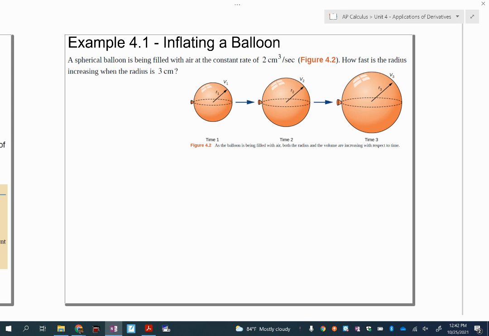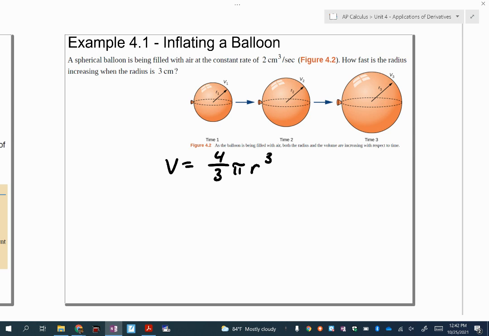So the first thing I'm going to do is write down the formula for the volume of a sphere. So we have volume equals 4/3 pi r cubed. And we want to find what's happening here as the time is changing. So if we're looking at the change in one variable with respect to the change in time, that means we're going to find the derivative.